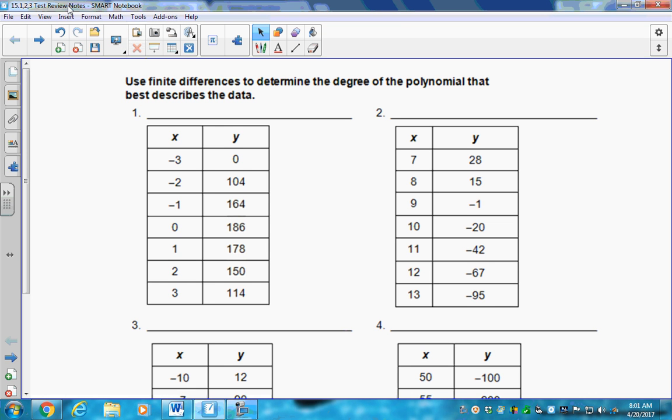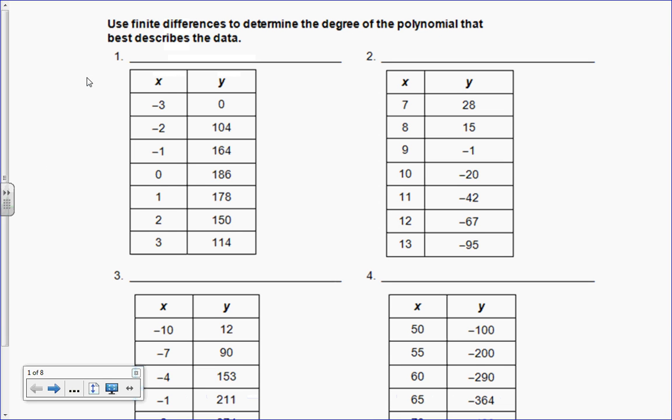Alright guys, this is your review for your test tomorrow. Basically a review of what we've been doing the last 2 weeks. You can use this review on your test.